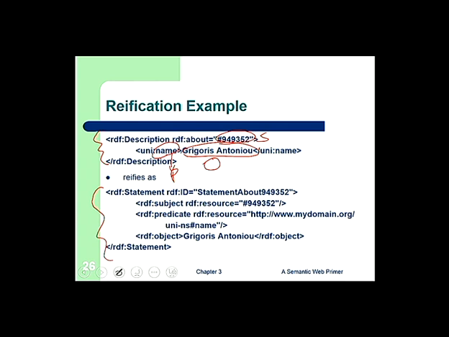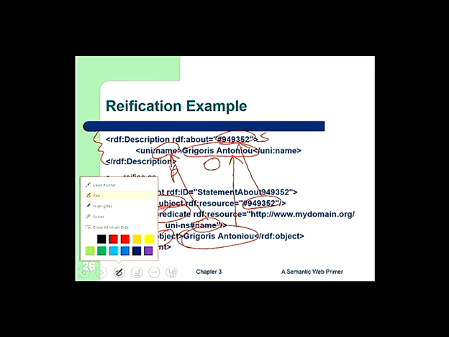What we have done, let me go inside first. So I have identified that the subject of this statement is resource 949352. It is referring to this one. The predicate is name defined in this document. So it is referring to this. And the object is this value, which is referring to the value of this attribute or the property, right?